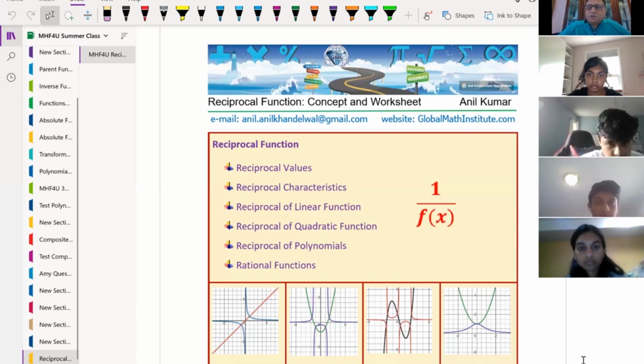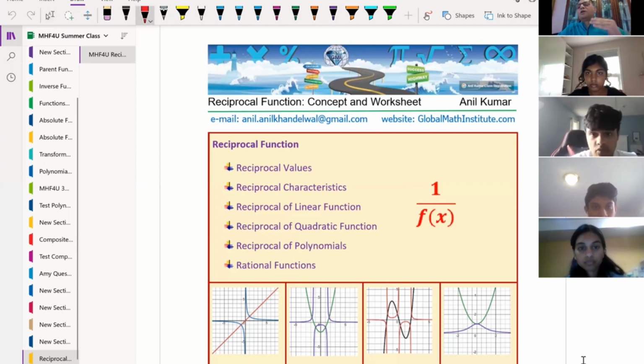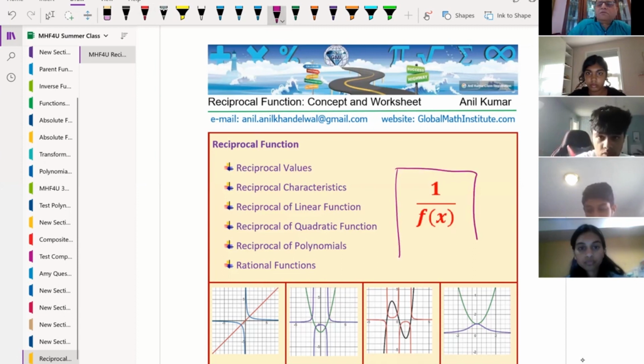Good. So in rational functions, we'll begin with the reciprocal of a function. Reciprocal means, as shown here, if the function is f of x, then the reciprocal is 1 over f of x. Clear, right? Bold and clear. This is what reciprocal is. Any function I give you, the reciprocal will be 1 over f of x, correct?